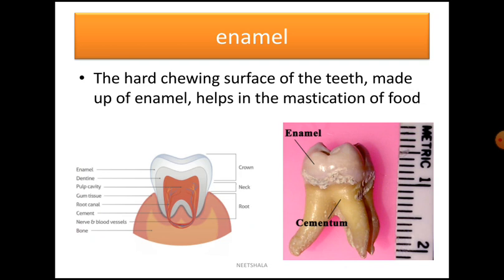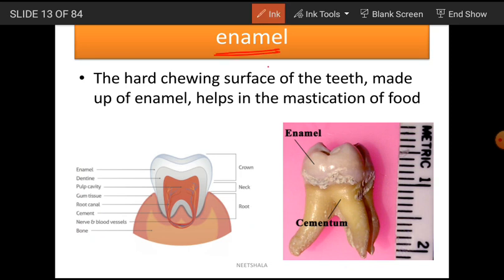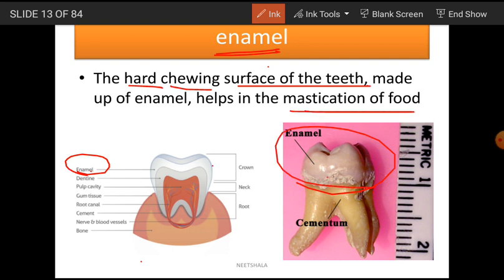Before we move forward to tongue, let us understand one more term related to teeth as per NCERT, that is the concept of enamel. If you take a cross section of the tooth, you can see that the outermost layer of the tooth is made up of enamel. And this enamel is the hard, chewing surface of the teeth. What is the purpose of this enamel? Enamel helps in mastication of food. Mastication means chewing. Chewing or grinding of food is done with the help of enamel.